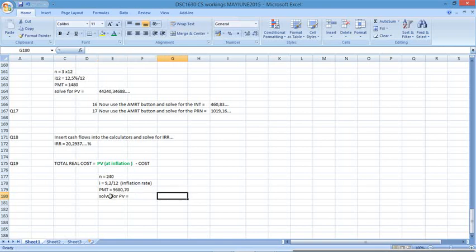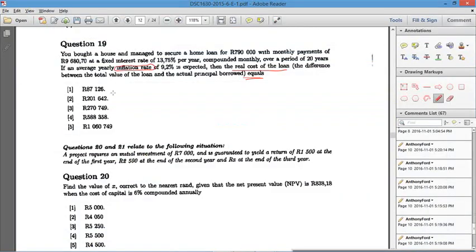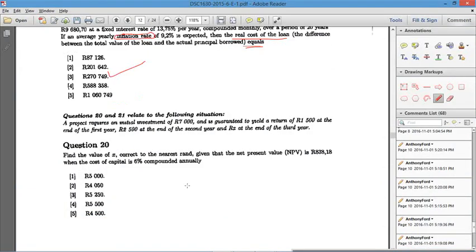Right, if I solve for my PV, okay, I get that answer then. Right, then I need to less the 790,000, okay, to get an answer of, okay, 270,749. Okay, option number 3.